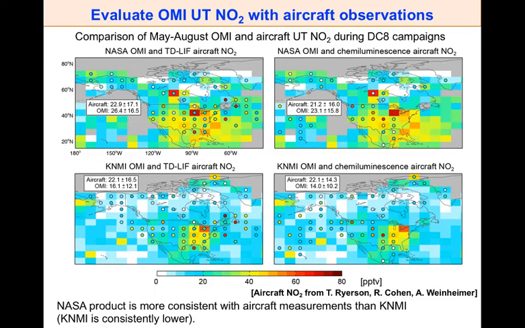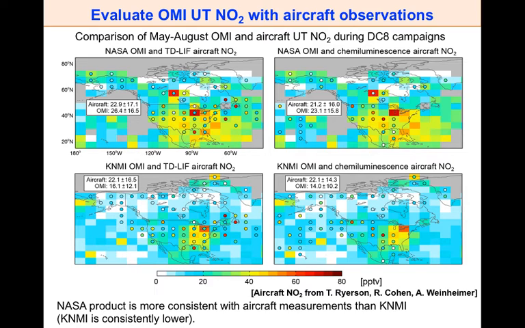There are also two different instruments that observe this NO2, and so I've split the panels up into these two different instruments. On the left is the laser-induced fluorescence instrument, so the aircraft observations are the circles, and on the right, the chemiluminescence instrument. There are also different campaigns, so they don't all reflect the same spatial distribution where these instruments are available. In the background is the satellite product. On the top is the NASA product. On the bottom is the KNMI product.